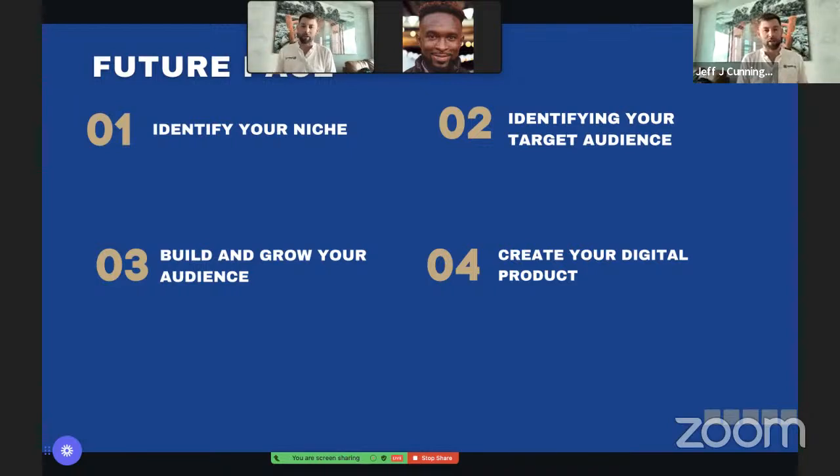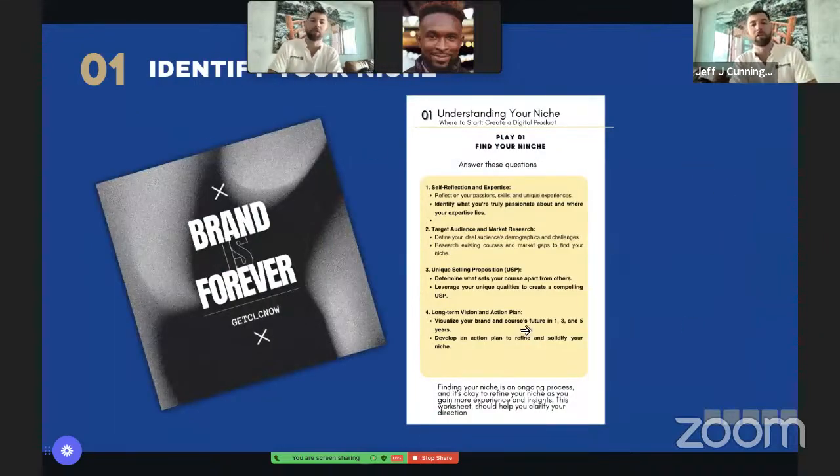Then we're going to build an audience and grow. Okay, that's through the video we showed, which is a story video. That was a long form one. There's a short video way to do it. And then we're going to create a digital product. So that's the step of creating a digital product. So first is understand your niche.